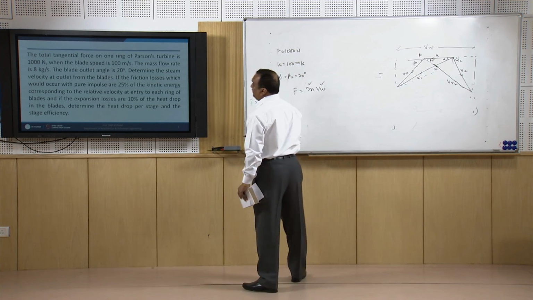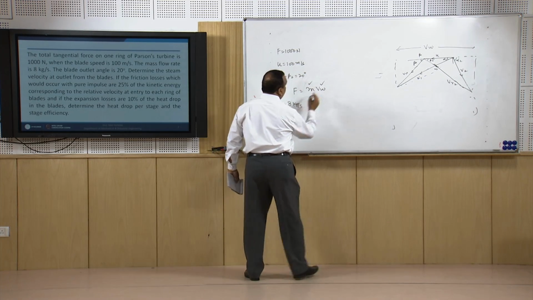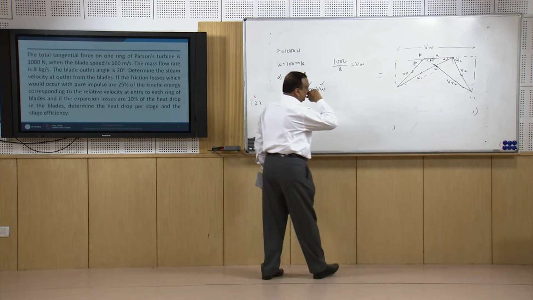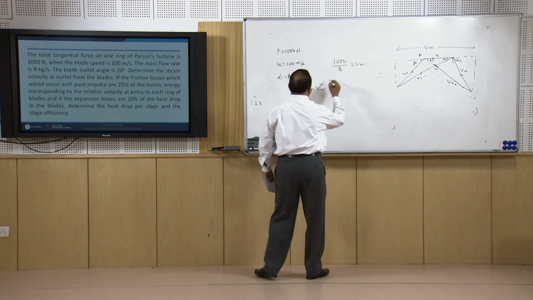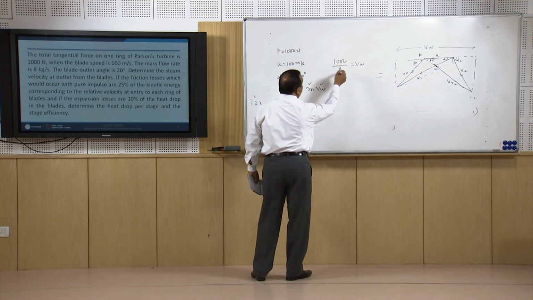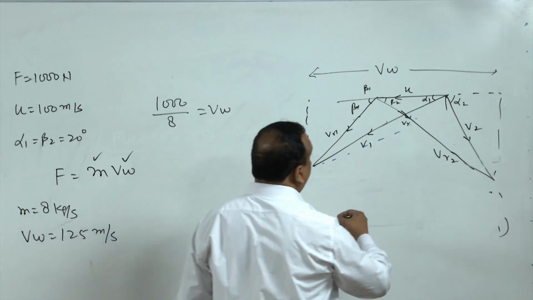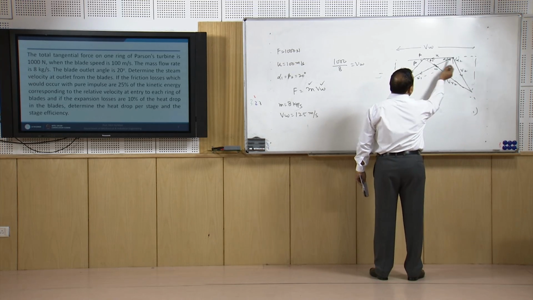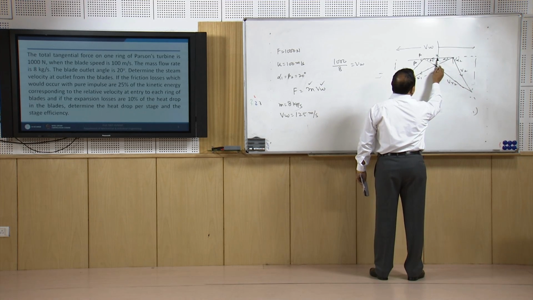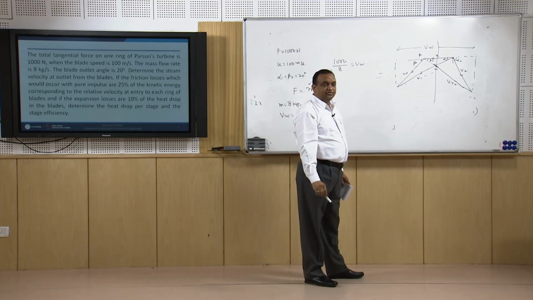Mass flow rate is given here as 8 kg per second. So, force is 1000 newtons divided by 8, which will give VW. VW here is 125 meters per second, this is 1000 by 8. Now, if you look at the velocity diagram for Parson's turbine, because these angles are equal, both sides of the middle of the peripheral velocity vector are the same.